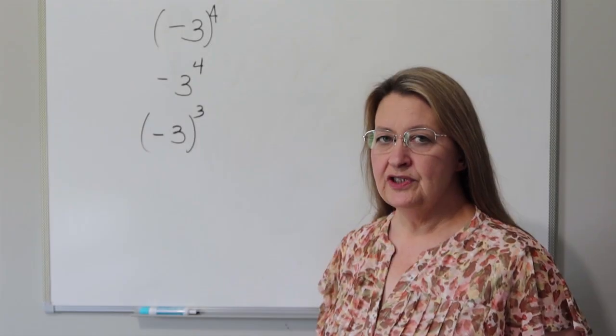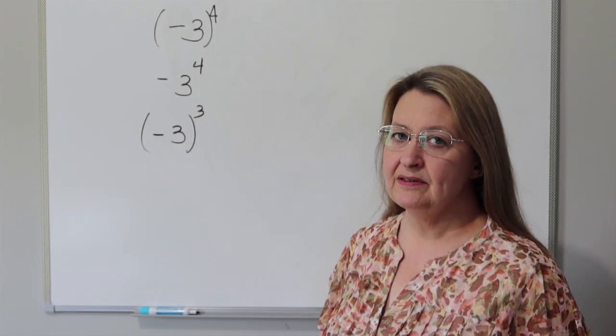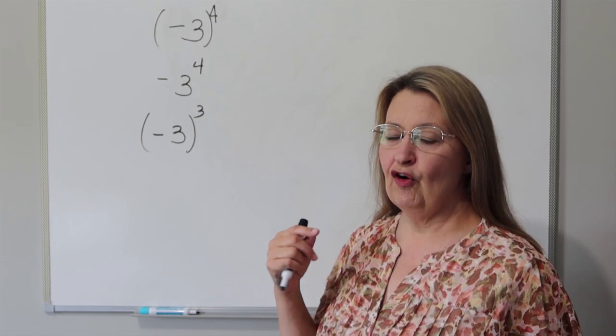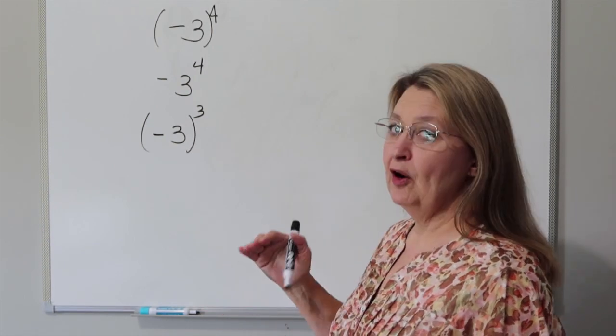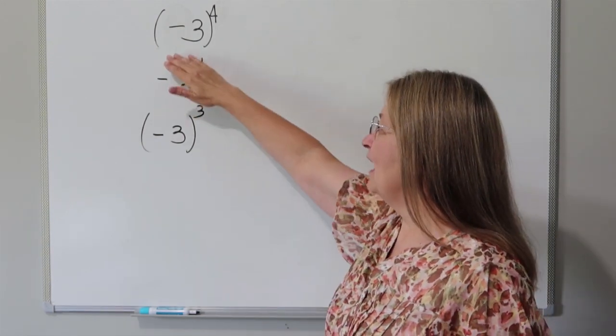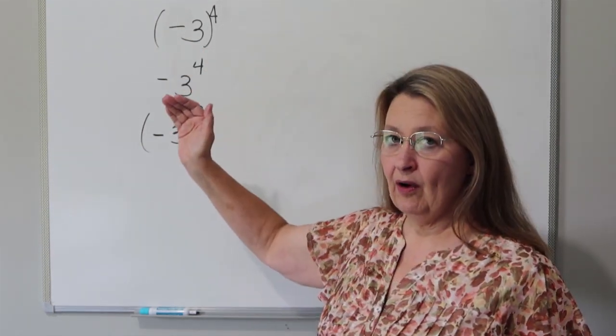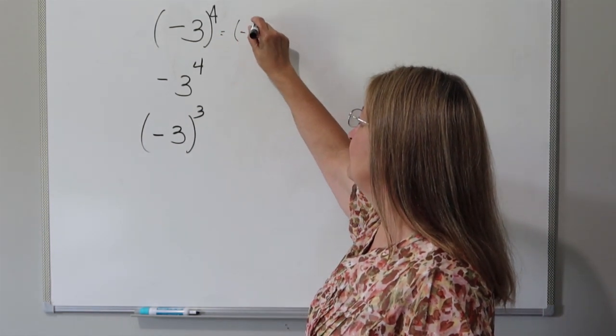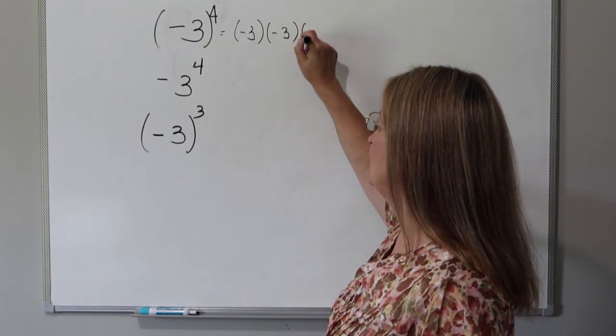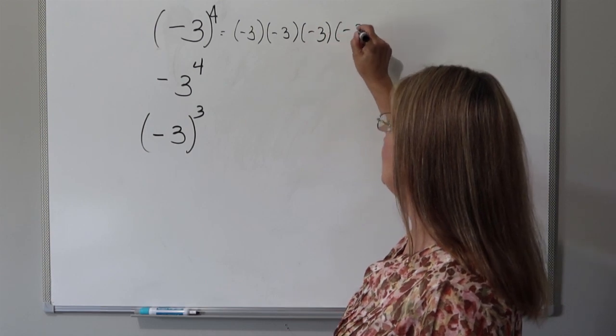There is something interesting that can happen to a negative base when it's raised to an exponent, but there are certain criteria that have to be met. So let's look at the perfect scenario. First of all, I have -3 to the 4th power. Now expanded, what this means is -3 times -3 times -3 times -3.